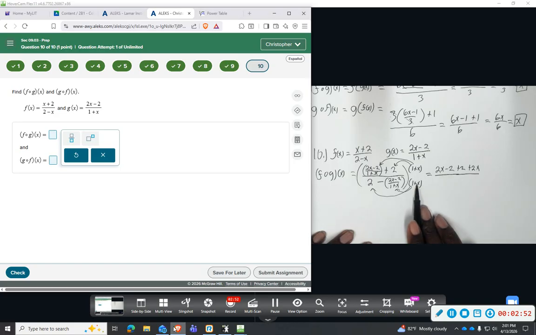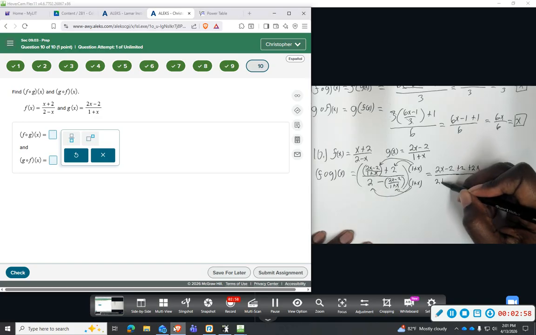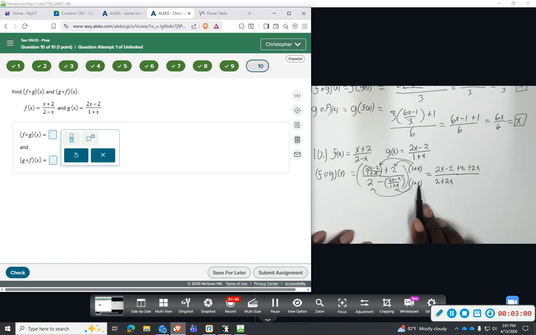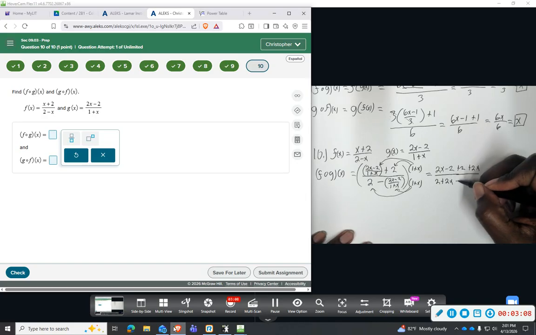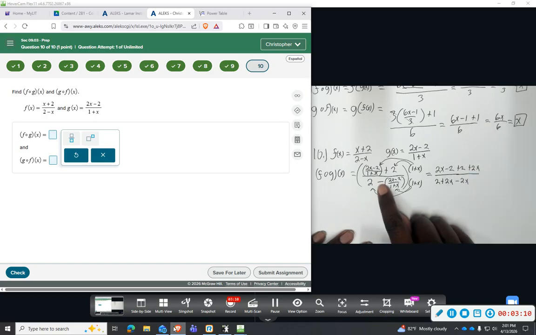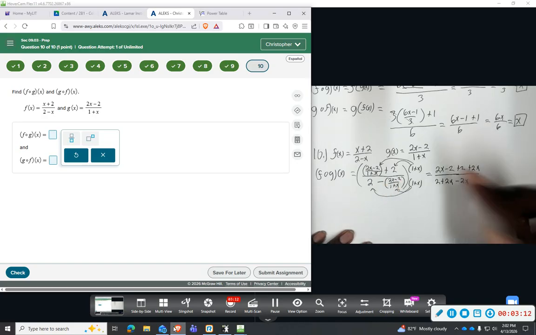On the bottom, distribute 2 times 1, 2. 2 times x, positive 2x. And then when you multiply it times this, it cancels out. Now this negative is going to distribute and change both signs. So it's going to be a minus 2x. Negative times a negative is going to be a plus 2.